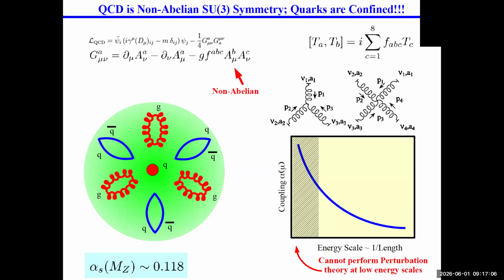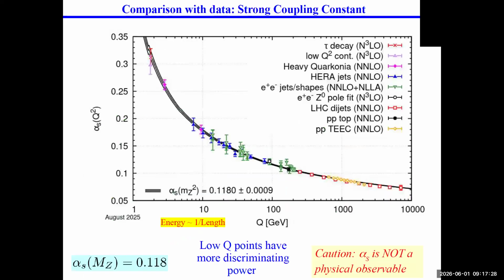And because of that, you can have not only quark-antiquark loops here, but you can have gluon loops. And the result is that instead of screening the color charge, it does the inverse, and it actually makes it larger. So as you go to larger distances, it actually gets large. So it's the inverse of what we had before.